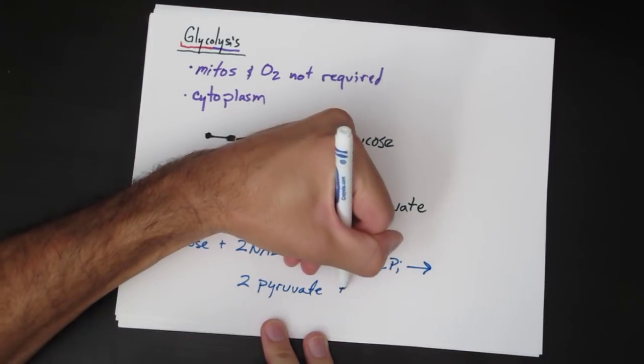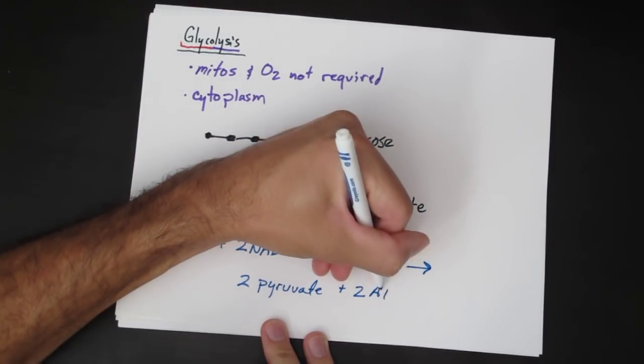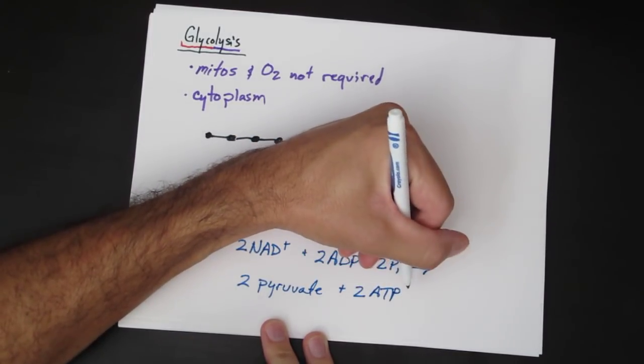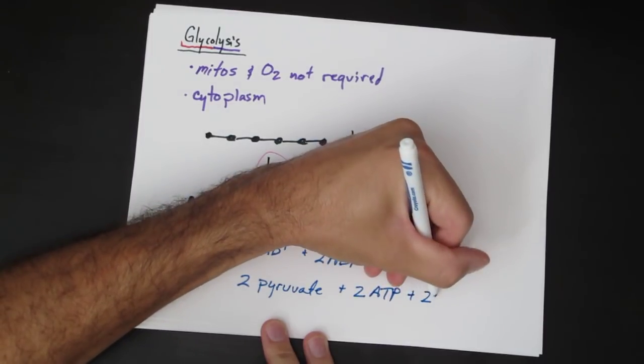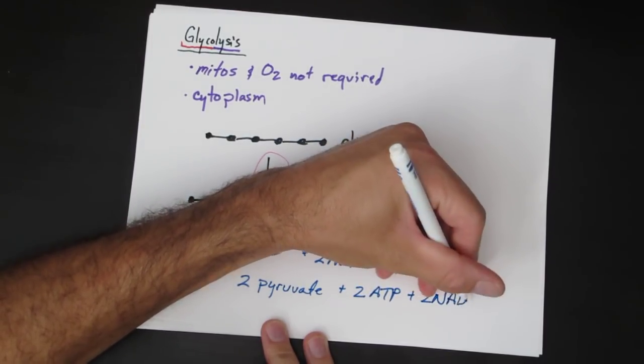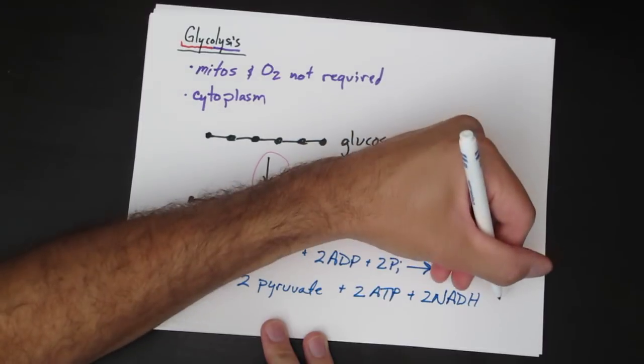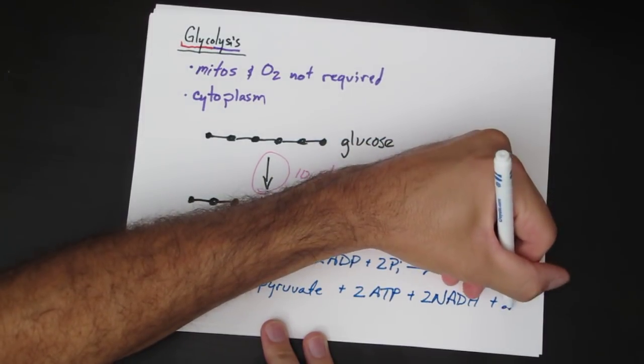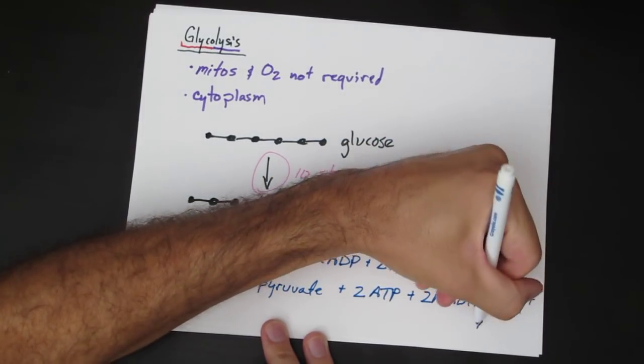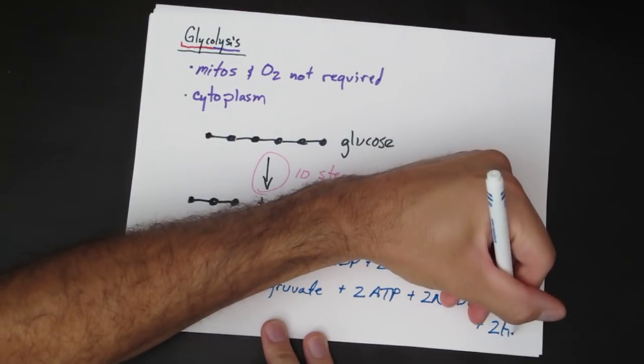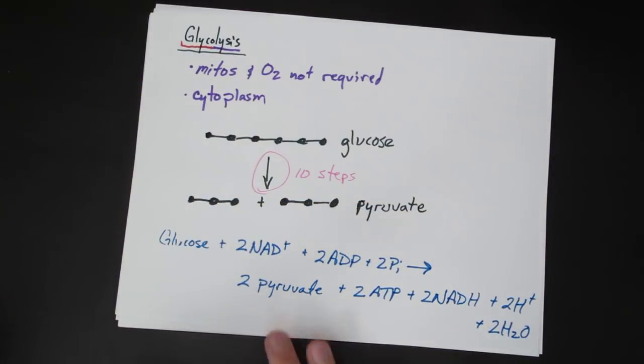We have the 2 ATP, and then we have 2 NADH plus, I'm going to run out of room, 2 H+ and 2 water. Okay, so this is what our equation for glycolysis looks like. Just a reminder, you'll notice that there is no oxygen in this equation because this process does not require oxygen.